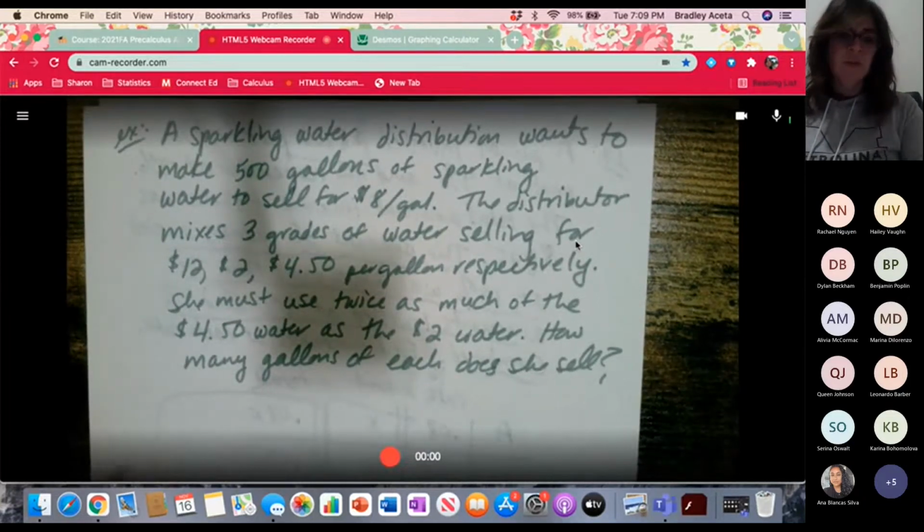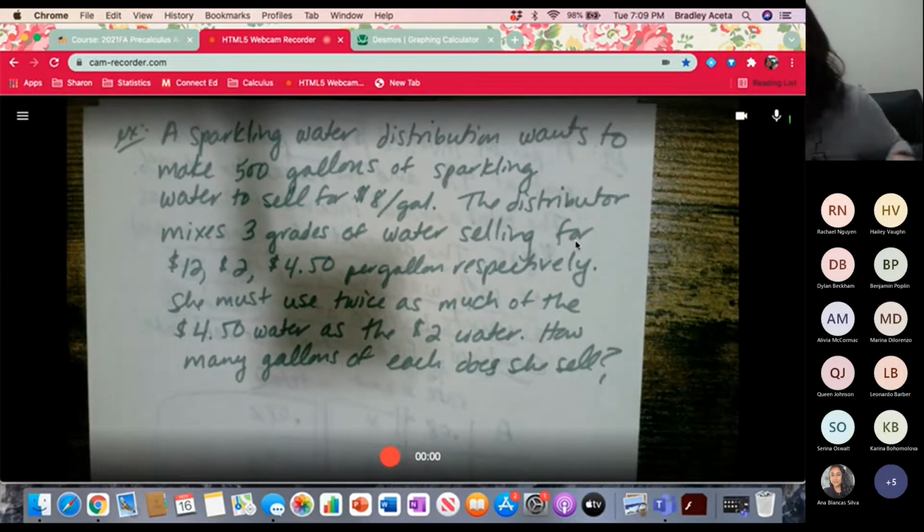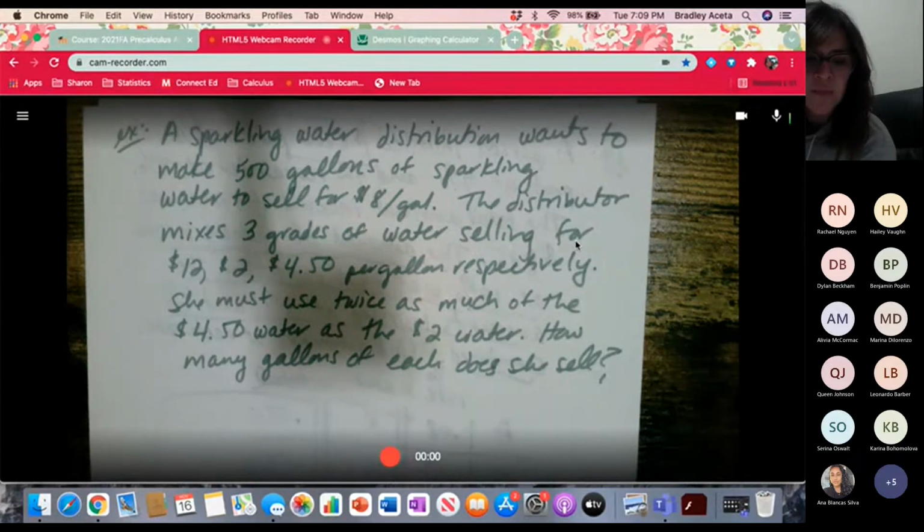And this one is about sparkling water. Sparkling water distribution wants to make 500 gallons of sparkling water to sell for $8 a gallon. The distributor mixes 3 grades of water selling for $12, $2, and $4.50 per gallon respectively. She must use twice as much of the $4.50 water as the $2 water. How many gallons of each does she sell?